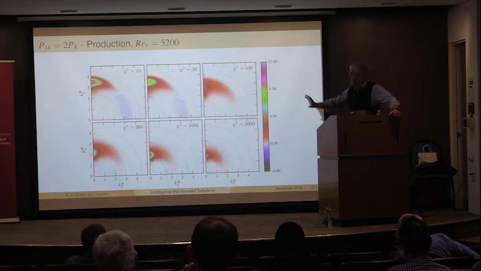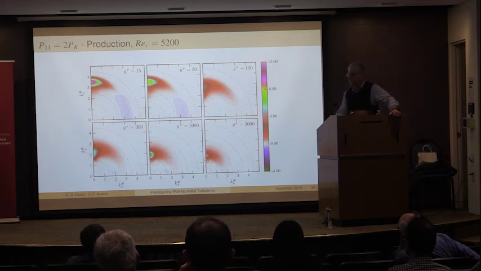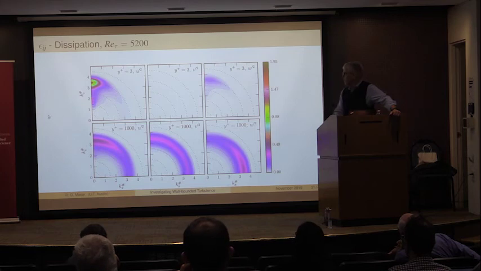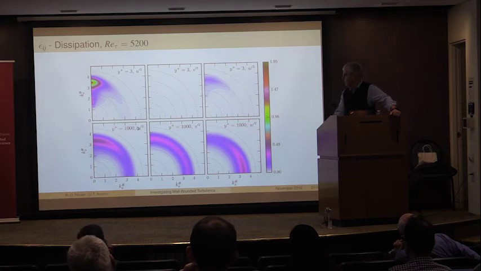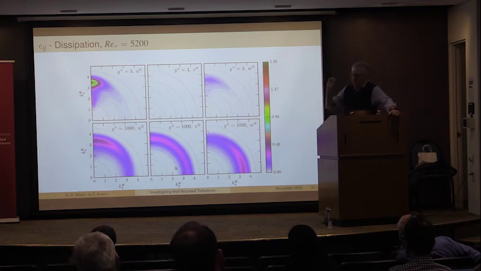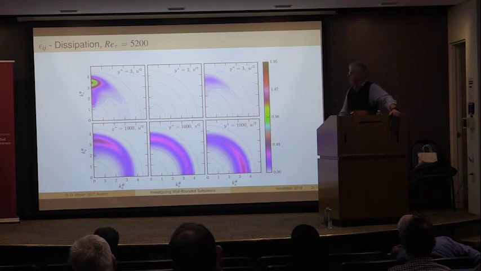But the point is that the production is very tightly focused in these streaky, streamwise structures. And yet the dissipation, far enough away, this is at y plus 1,000, dissipation of v times w, is very close to isotropic. In fact, it's amazingly close. So it's produced in a very focused way, but it's broadly dissipated.